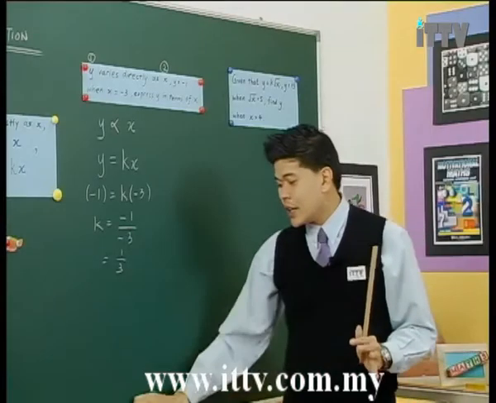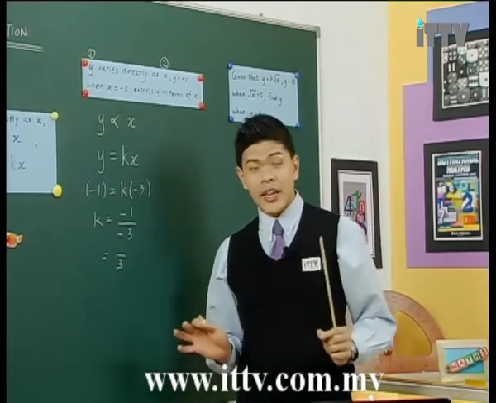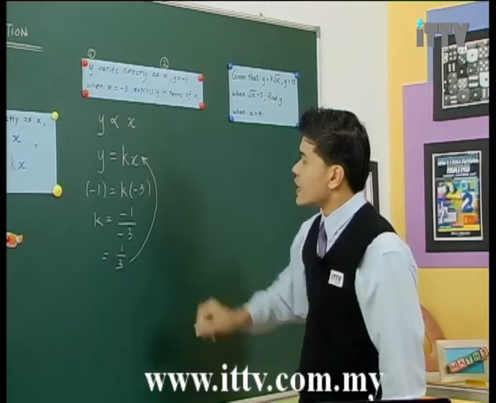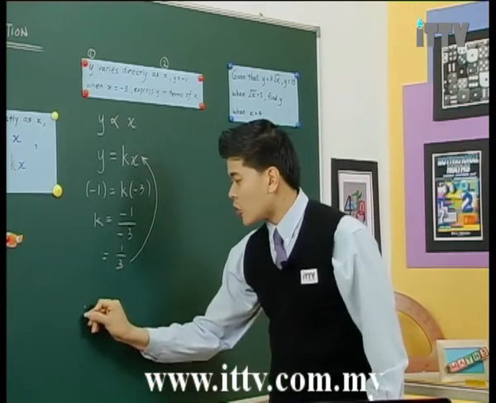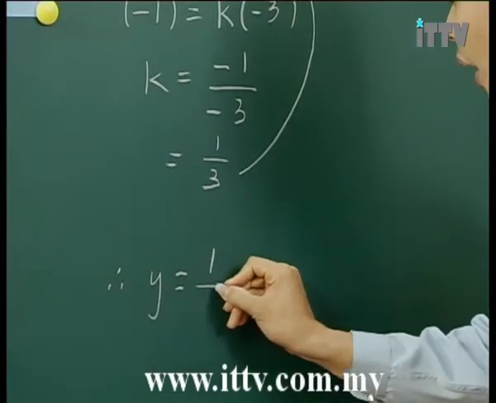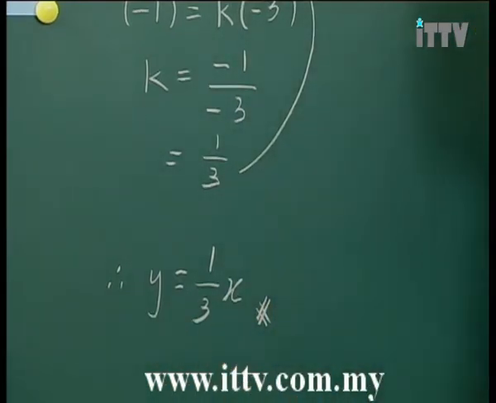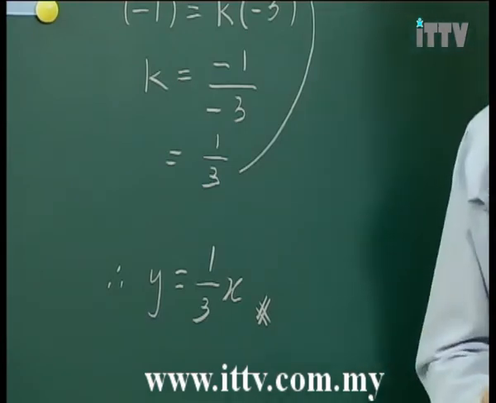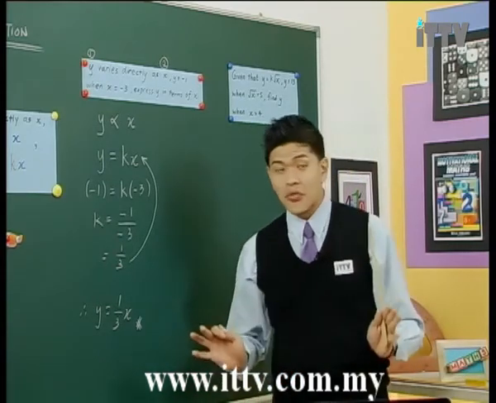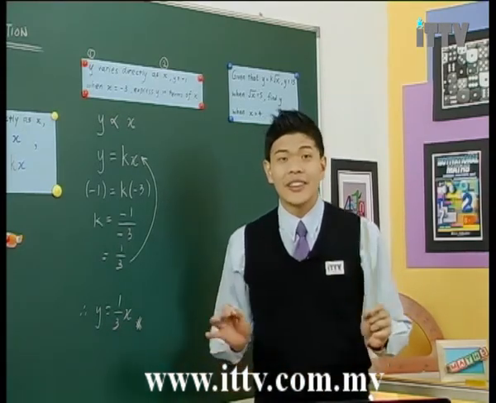And lastly, don't forget, because the question wants you to get the equation of y in terms of x, substitute back this value of k that you have obtained into the equation and rewrite the whole equation involving y and x. So y equals 1/3 x. And this is expressing y in terms of x. So remember guys, the constant of variation k will always be different for any two direct variations, so it's important to find out the value of k.